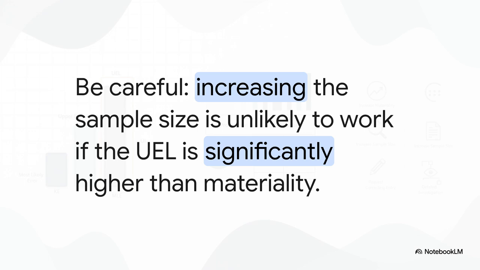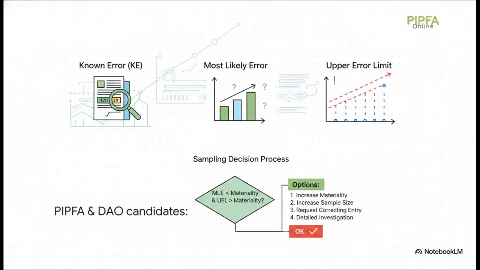You might think, oh, I'll just expand the sample. That's the easy fix. But the FAM warns you to be careful. In our case study, the UEL was almost 34% higher than materiality. Trying to bring that number down just by sampling more would probably require a ridiculous, totally impractical amount of extra work. In cases like that, options 3 and 4, asking for a correction or an investigation, are usually the only real ways forward. So for all the PPFA and DAO candidates out there, I really hope this deep dive into FAM Chapter 8 helped clear things up.